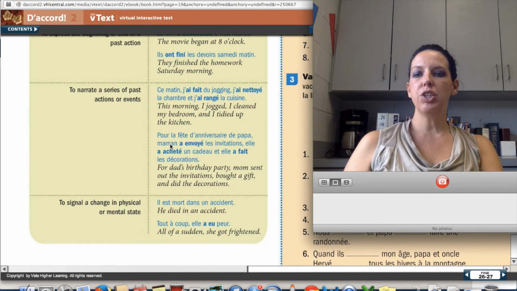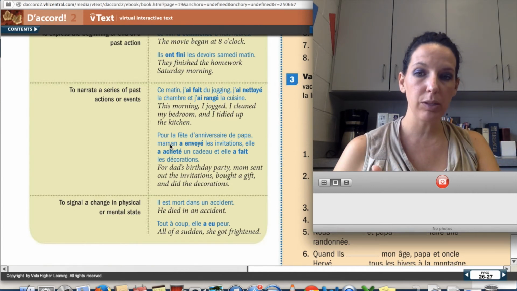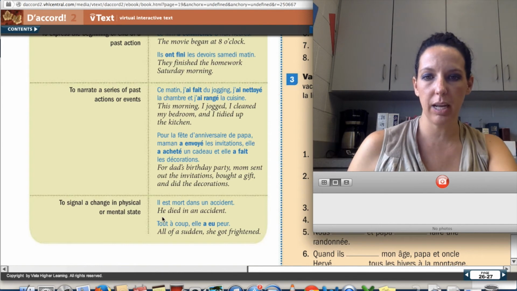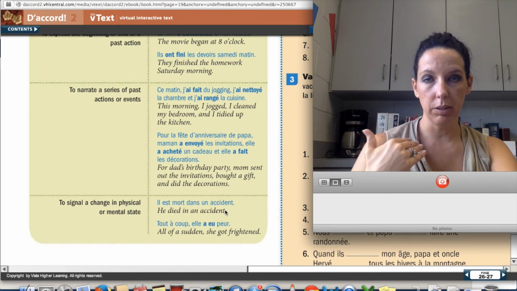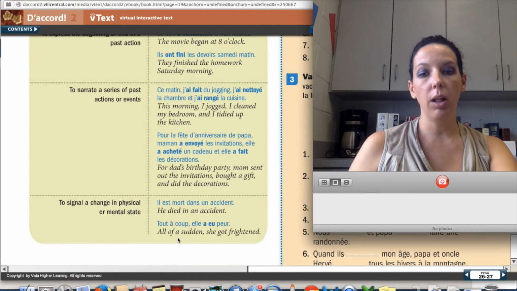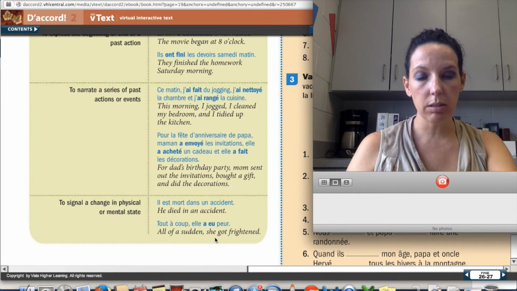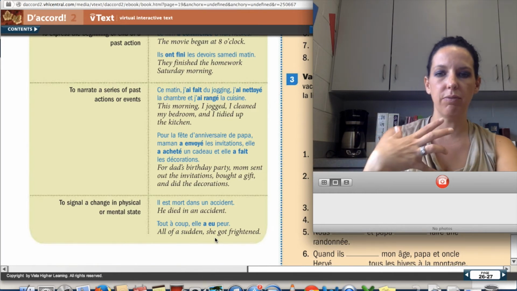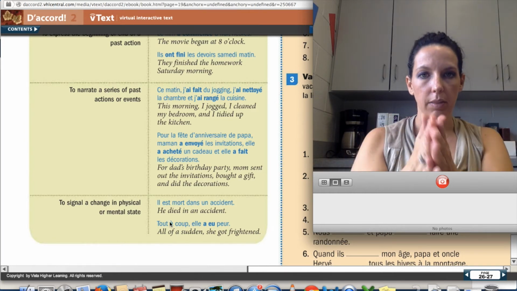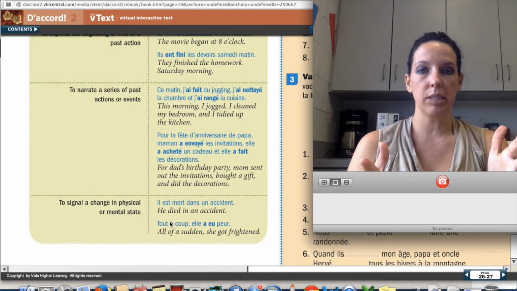Okay, to signal a change in physical or mental state. This is one I just mentioned to you a second ago. He died in an accident. It's finished. Literally. All of a sudden, she got frightened. Okay, all of a sudden, her fear took her. So she's frightened all of a sudden. That sudden moment is a finite moment in time.